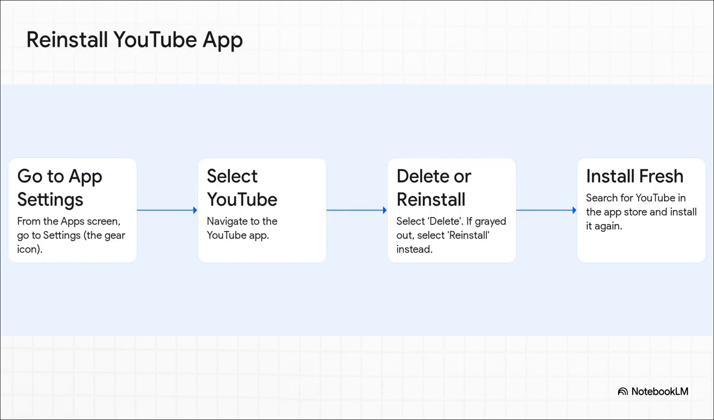All right, if updating didn't do the trick, let's give the app a completely fresh start. The next step is to reinstall it. So, from that same app screen, go to Settings, select the YouTube app, and look for a Delete option. Now, on Samsung TVs, some of these core apps like YouTube can't actually be deleted. If Delete is grayed out, you'll see a Reinstall option instead. That does a pretty similar job of clearing out all the old corrupted data. Just remember, after you do this, you will need to sign back into your Google account.